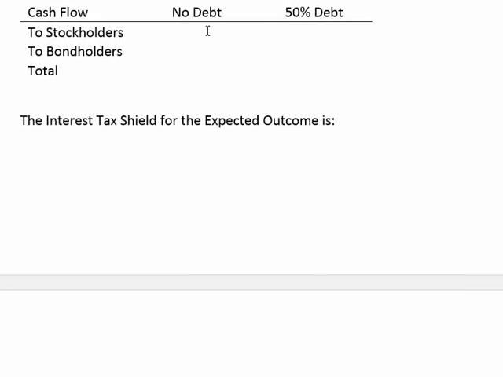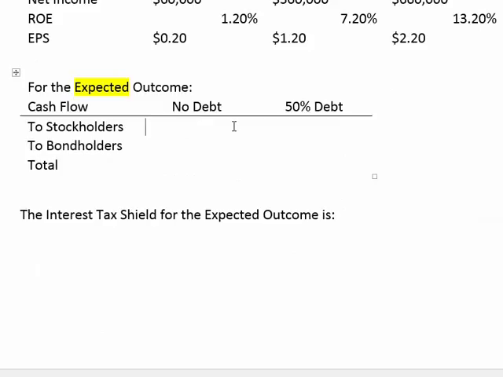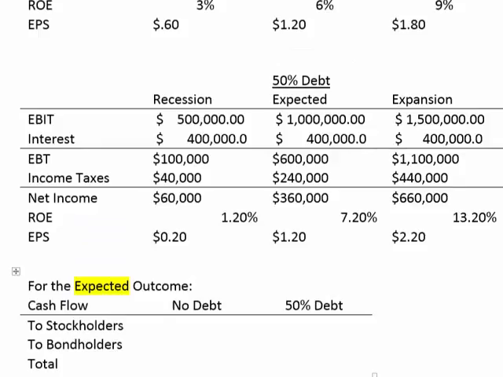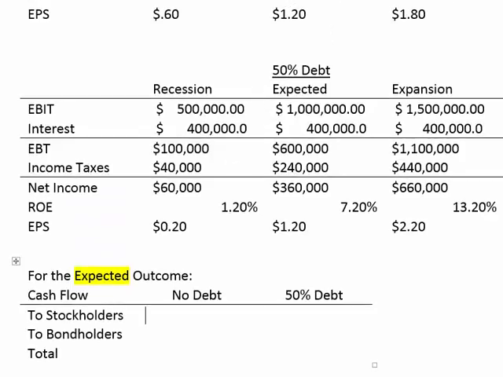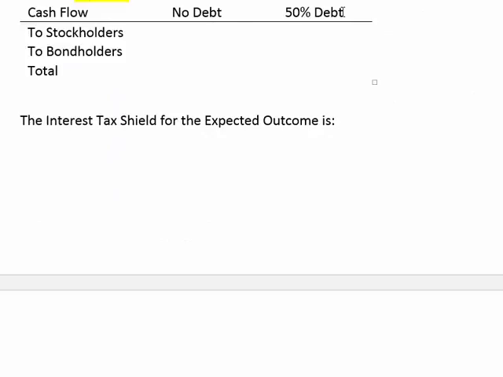So what I want to show you here is the effect of the tax shield on the expected outflows to investors. So what I'm using here is the expected outcome, that middle column here and here. So our cash flow to stockholders, if there's no debt, is our net income. We're paying everything out. So it's $600,000 to stockholders if there's no debt. And bondholders get nothing because there's no debt. So the total amount is $600,000.